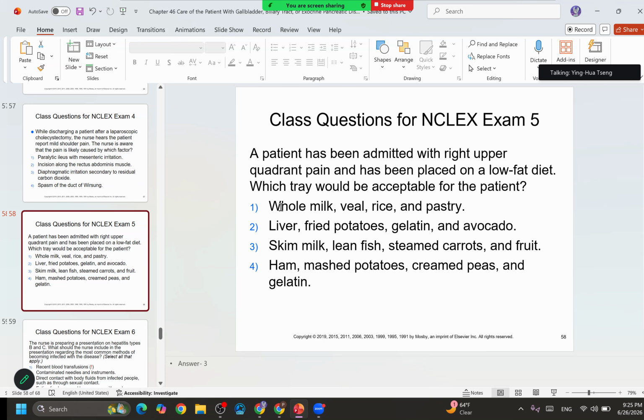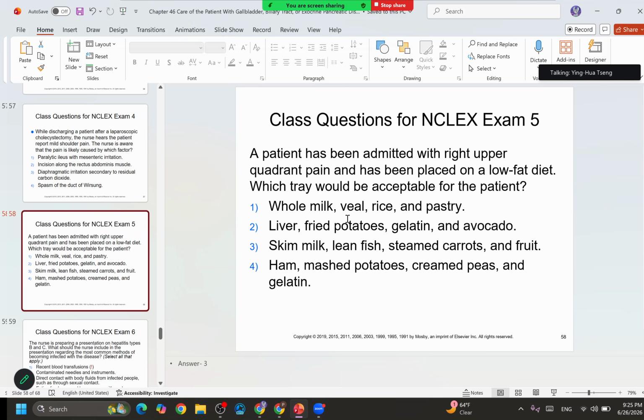The whole milk has fat inside. Do you know what veal is? This is a small cow. It's a baby cow. It's small cow meat. Pastry also has an oil layer, because for the bread you need to brush some butter and oil on it, and then you put it in the oven. Liver is an organ meat for sure. It's going to have cholesterol and a fat layer.